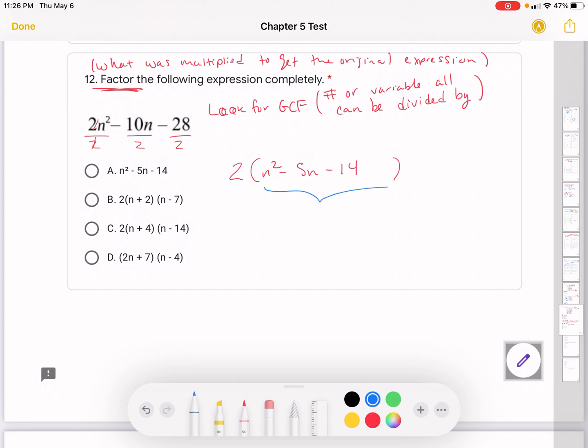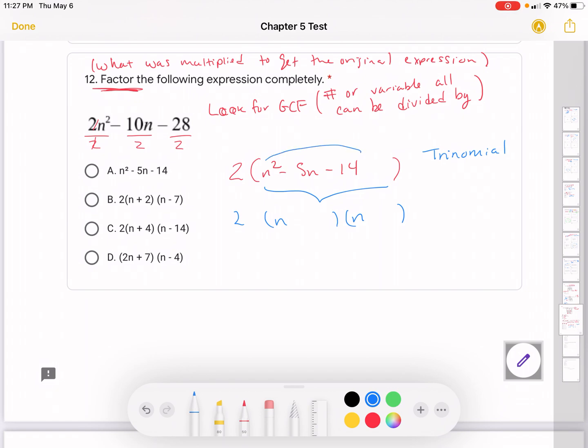Then on the inside here, I have a trinomial. So I'm going to use my blank method. Let me set up my factors. This is going to end up turning into 2 new parentheses. Both start with n and n because n times n is n squared. Remember, we're figuring out what they multiplied to get this factor. So I'm going to use my blank method.